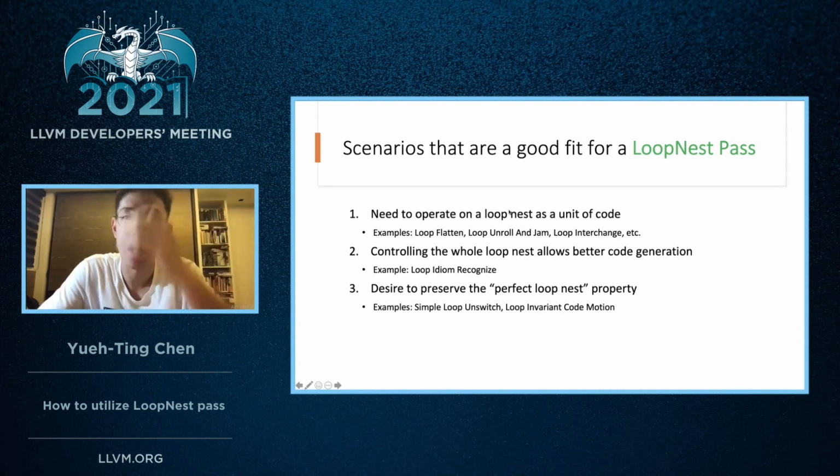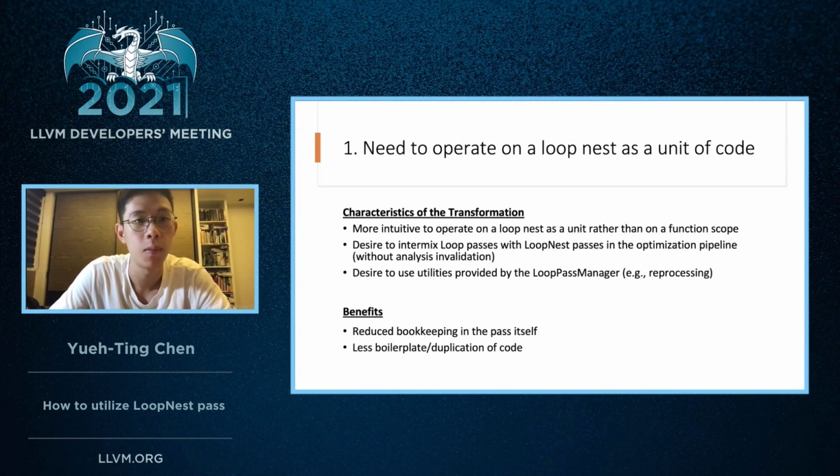Sorry. Here are the scenarios that we found that were useful for a LoopNest pass, and I'm going to go through them one by one. The first is that a LoopNest pass runs on a LoopNest as a unit of code. Currently, before LoopNest pass, when you want to operate on multiple loops, you would use a function pass. It is more intuitive for a loop transformation pass to be used as a LoopNest pass, right?